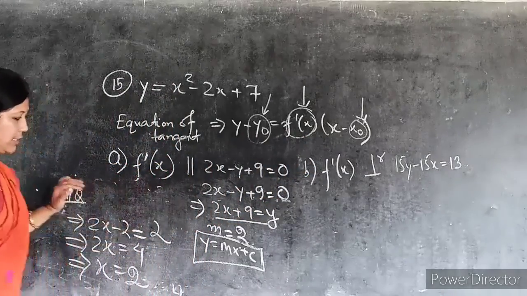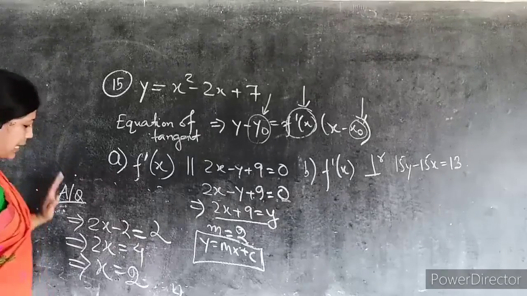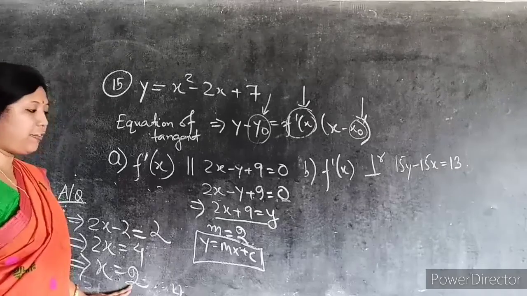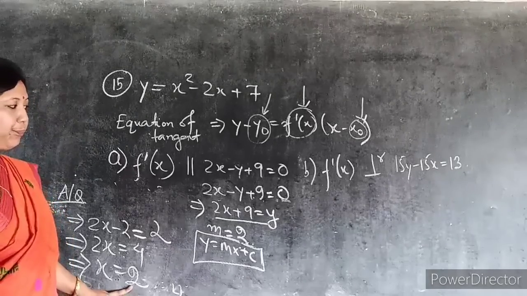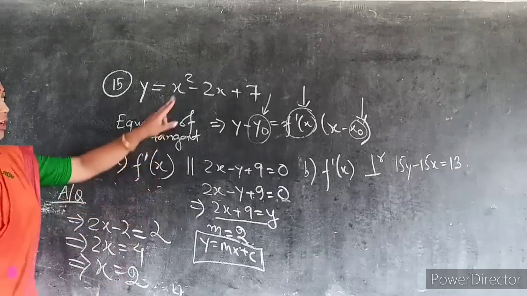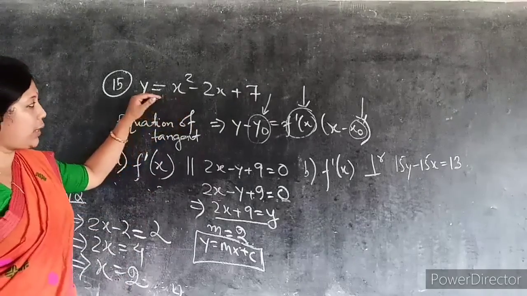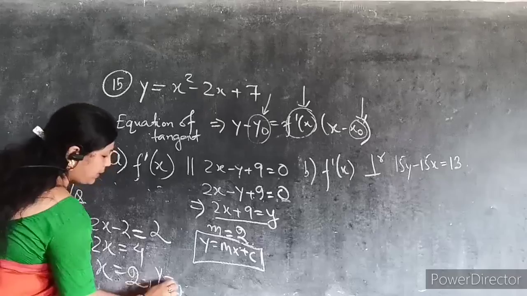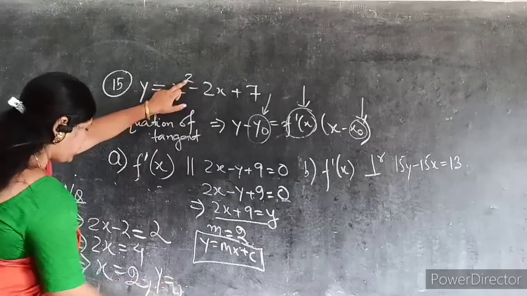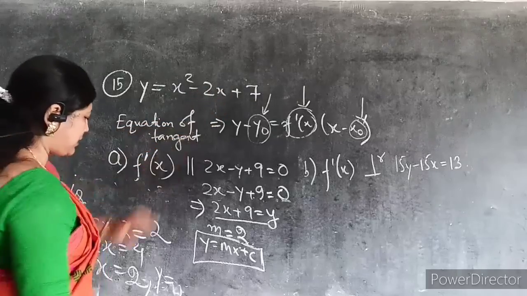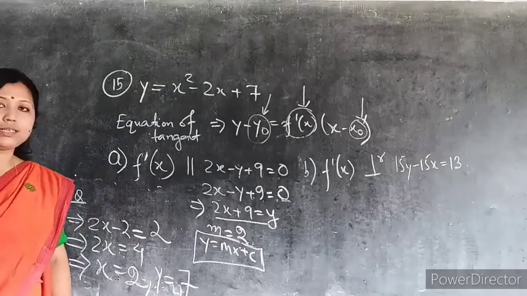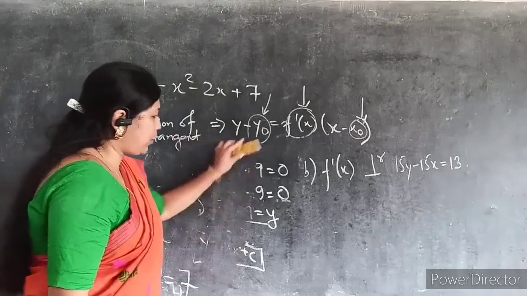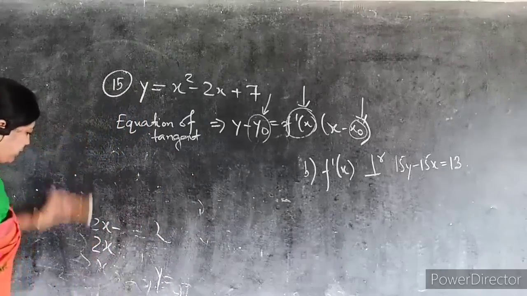Now, if you see the first part of your question, x naught is coming to be how much? 2. Therefore, what will be the y naught? So what will be the value of y naught? You have to put your x value here, then only we can get the value of y naught. So if x naught is coming as 2, what will be the value of y? So 2 square will be how much? 4. 4 minus 4 will be cancelled. That means the y value is coming to be what? 7. Okay, so y is coming to be 7. So let us make the first equation of your first part.